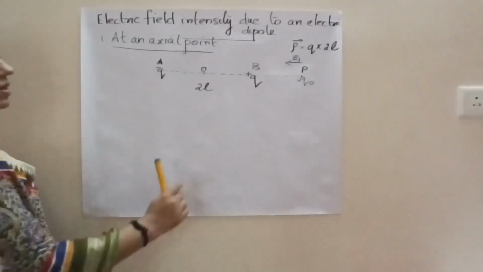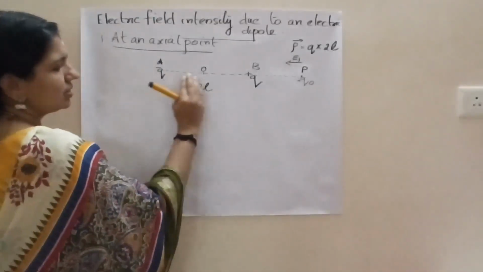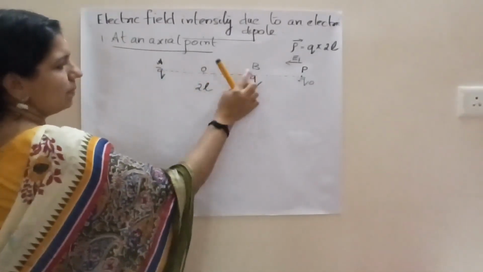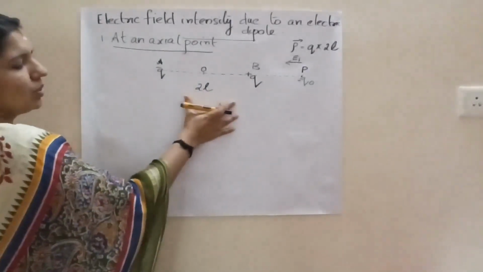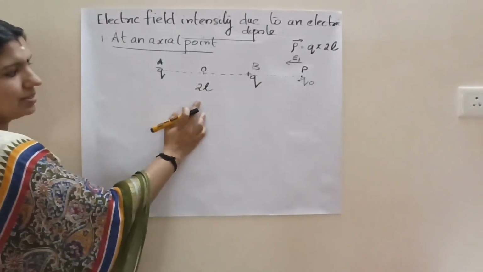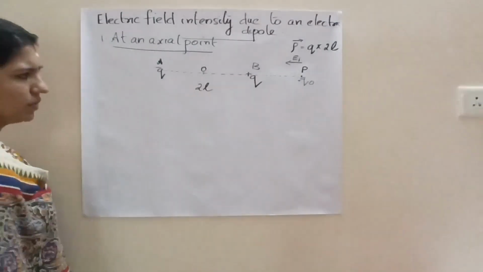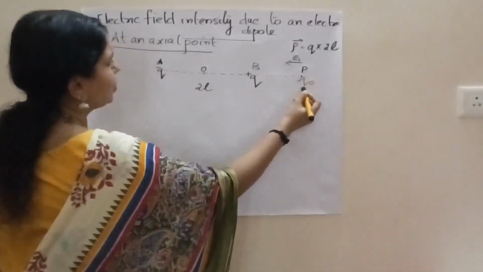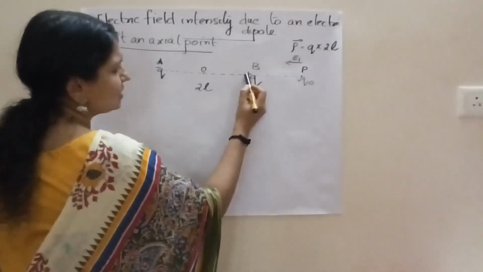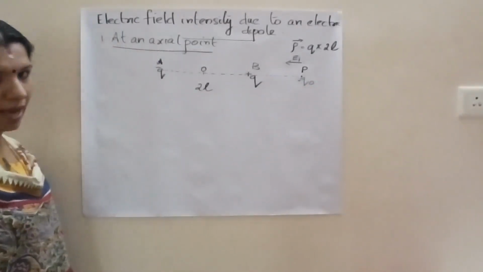So, first of all, this is my dipole arrangement, minus q and plus q, named as AB. Then O is the midpoint of the dipole, and the distance of the dipole is taken as 2L. Now, I am placing a charge here. It is a unit positive charge, which is placed along the axis of the dipole.